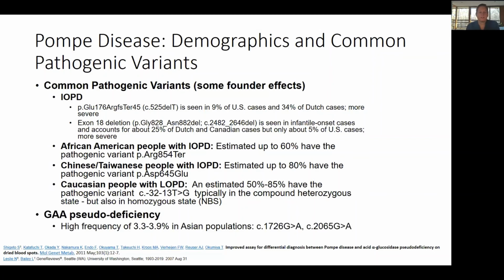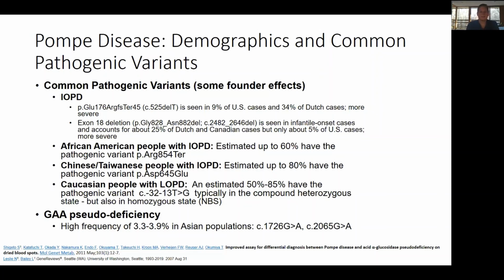And then I did mention pseudodeficiency a little bit. This is a genetic finding that we see sometimes when we're doing newborn screening. It's more common in Asian populations. Here's the way that we label it or name it based on the cDNA naming system. And it really only decreases the enzyme in the test tube, in vitro. In vivo, within a person, it doesn't affect enzyme and it does not cause disease.